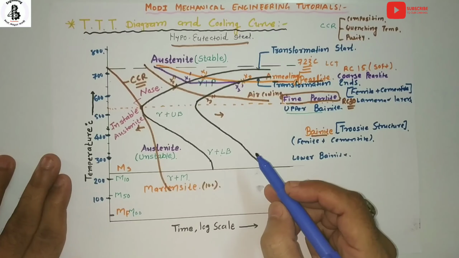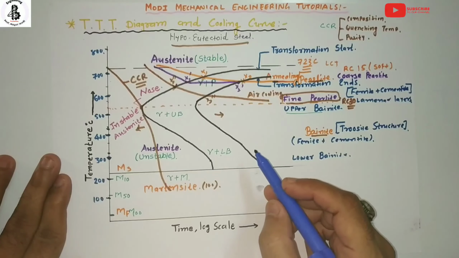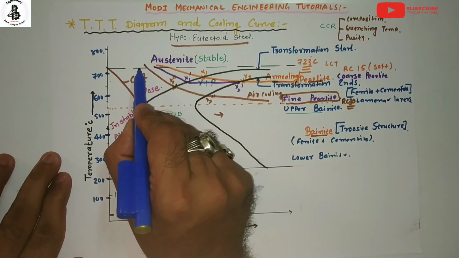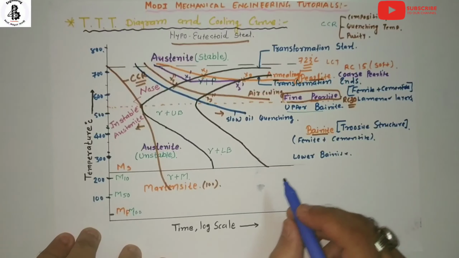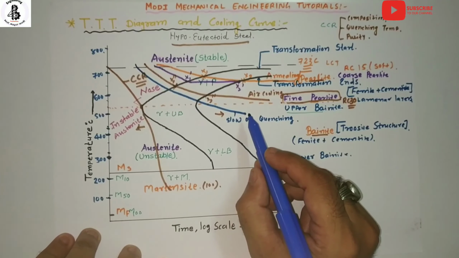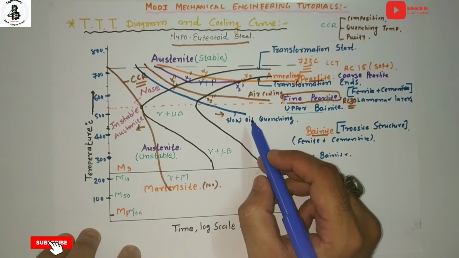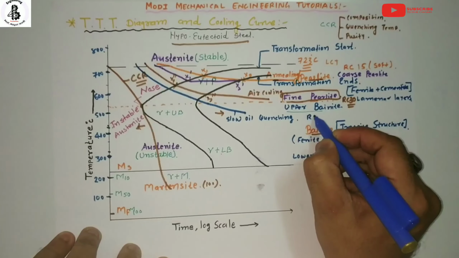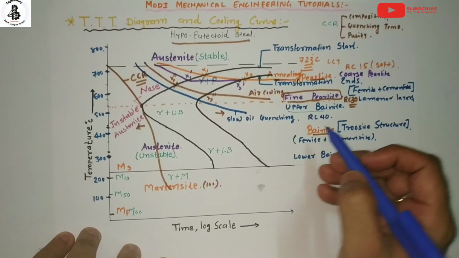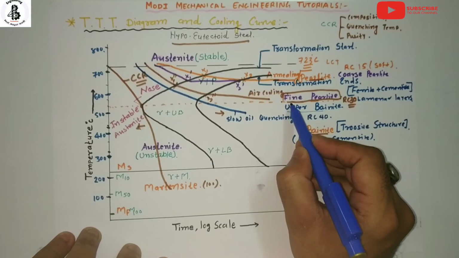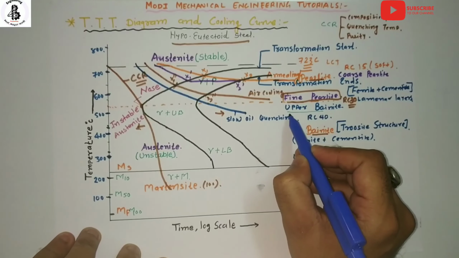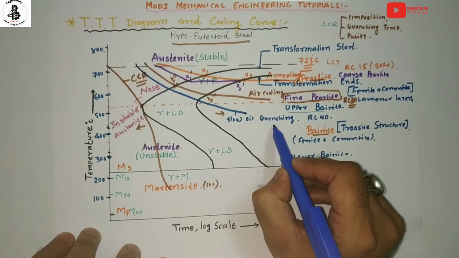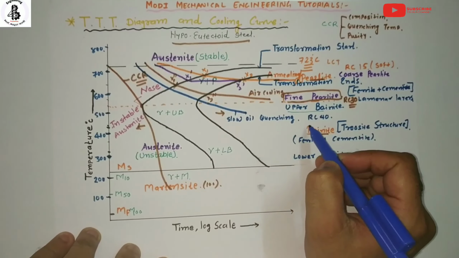Now we will discuss the cooling curve followed by a slow oil quenching. Just you can see, with this cooling curve the microstructure will consist of medium and fine pearlite with a hardness of around RC40. That is the category of either a fine pearlitic structure or an upper bainitic structure, following the slow cooling of the oil quenching process.